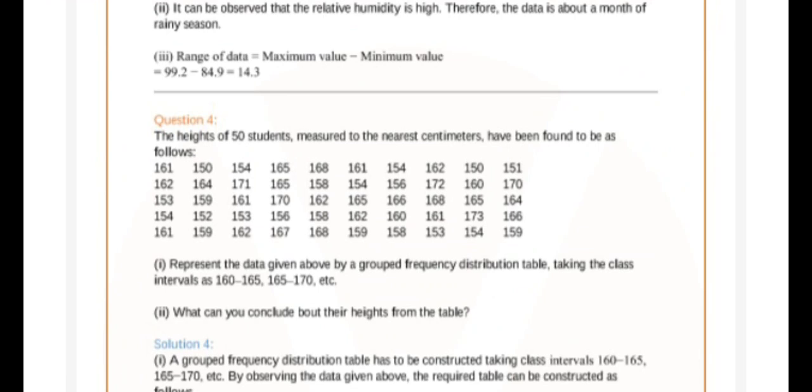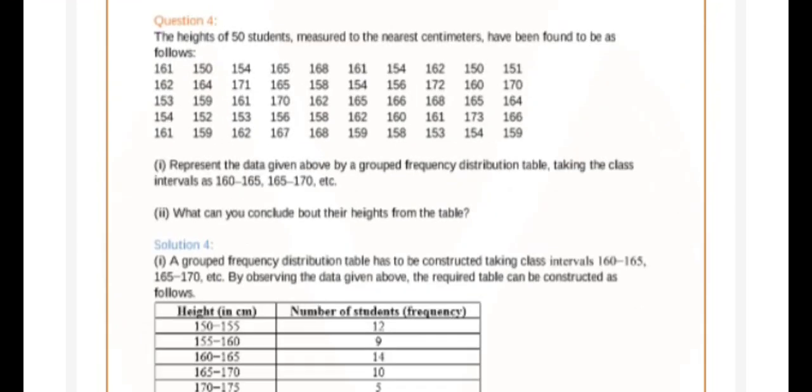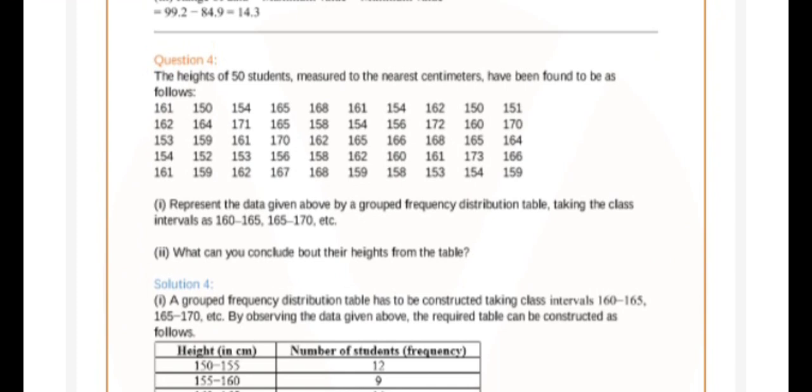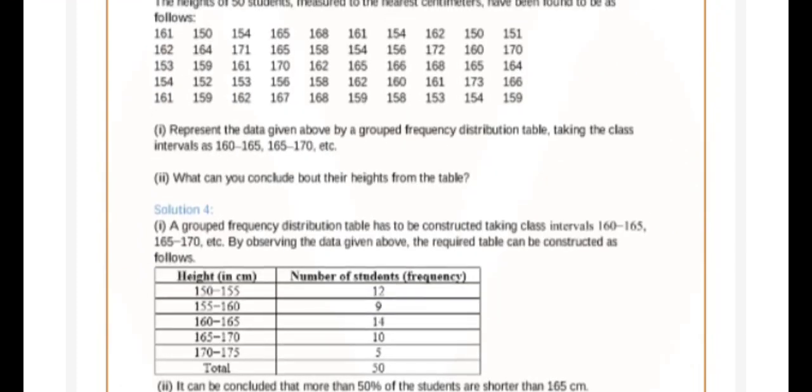Next, it can be observed that the relative humidity is high, therefore the data is about a month of the rainy season. High humidity means it is a rainy season. The range of data is equal to the maximum value minus the minimum value. So 99.2 is the maximum value minus the minimum value 84.9, that is 85, is equal to 14.3. The range of data you have to find like this.